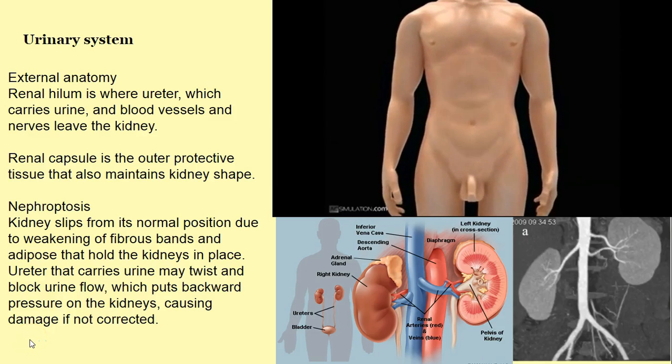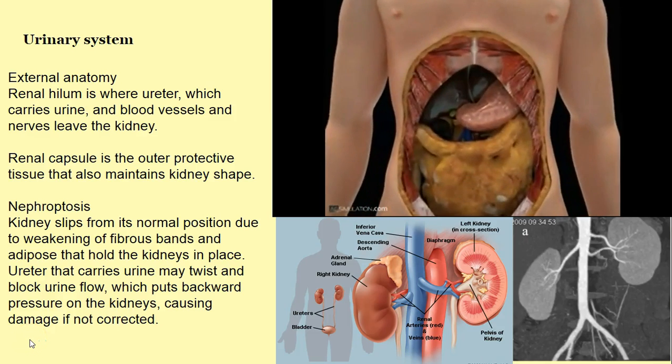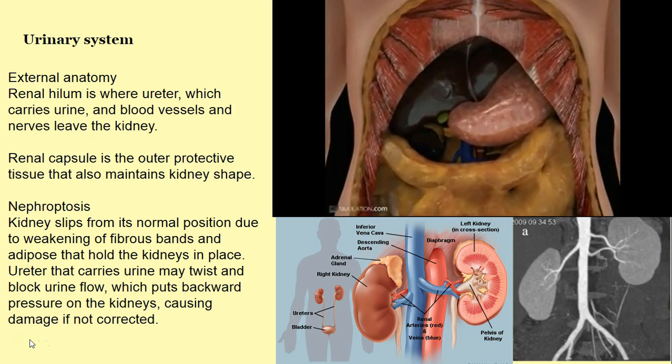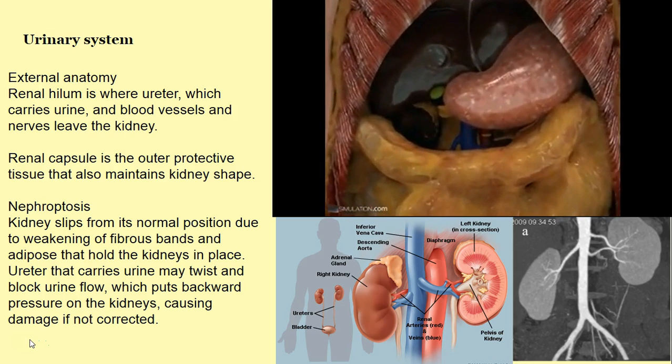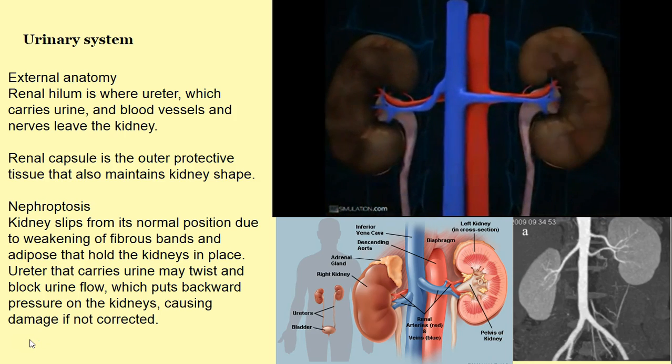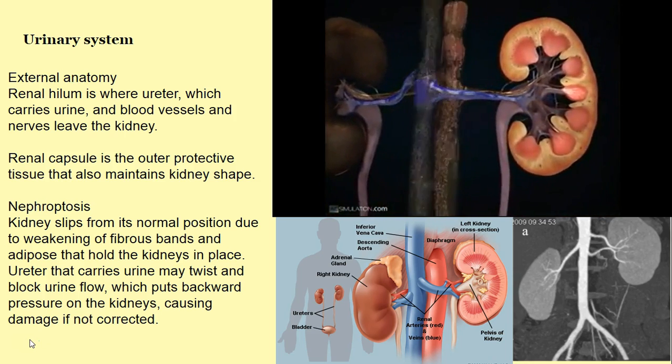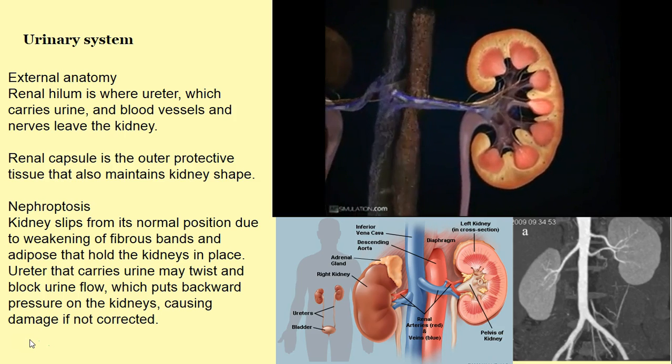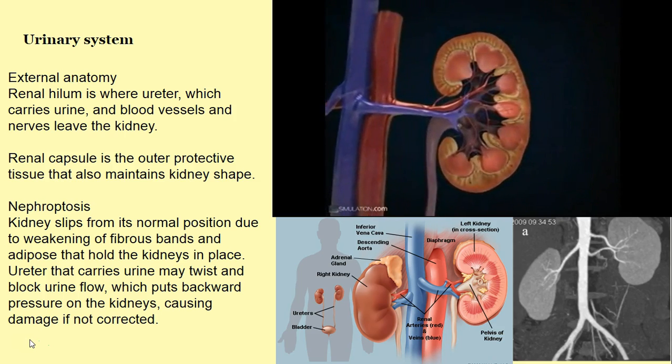Urinary system. When we look at the outer part of the kidneys, we'll see the renal hilum, which is where the ureter carries urine, and we're going to get to that. The renal capsule surrounds it. But deep inside the body, here we have the kidney. Its main function is to filter blood.